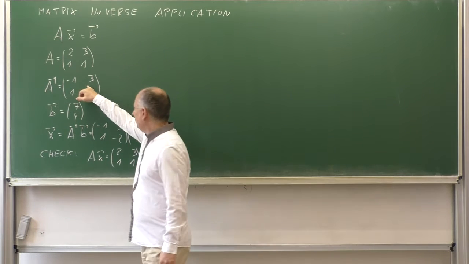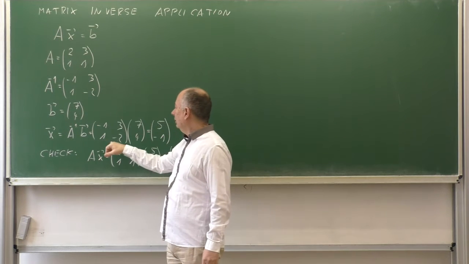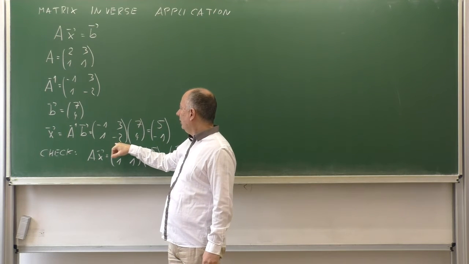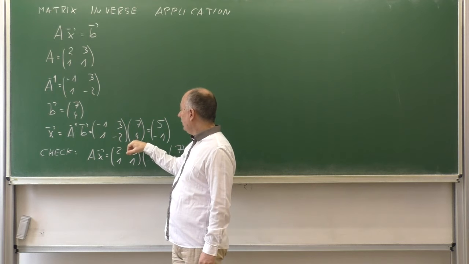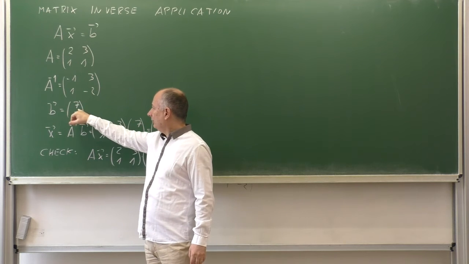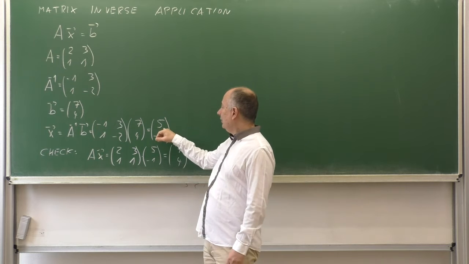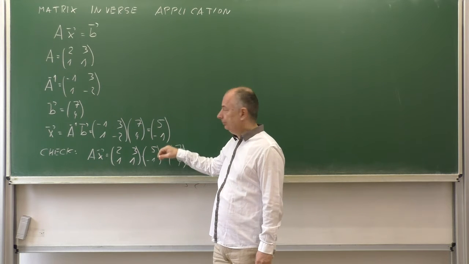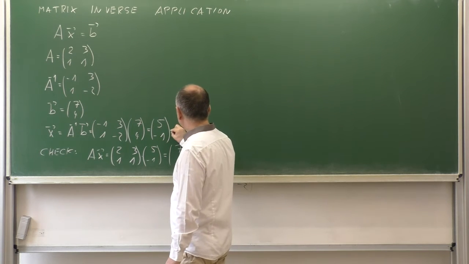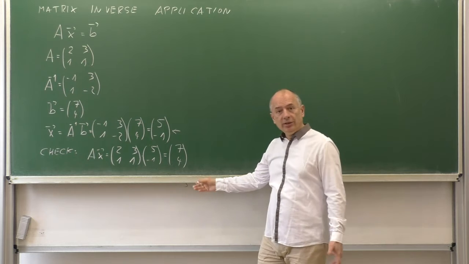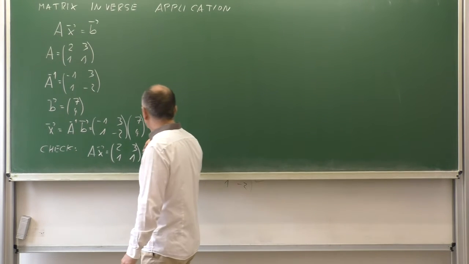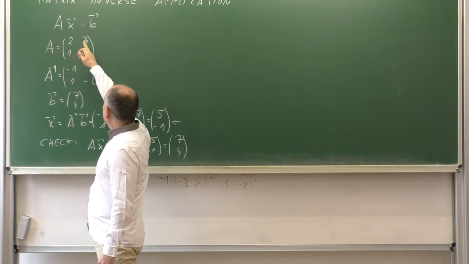And when we use this result from the previous section, the inverse matrix -1, 3, 1, -2, we just multiply by the right-hand side vector 7, 4, and here is the result, the solution. So this is the solution to the system. And we can check this solution if we substitute x into the original equation.